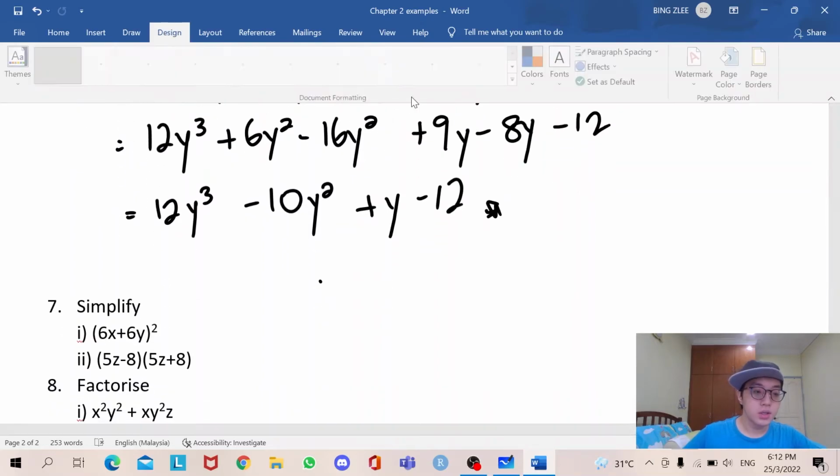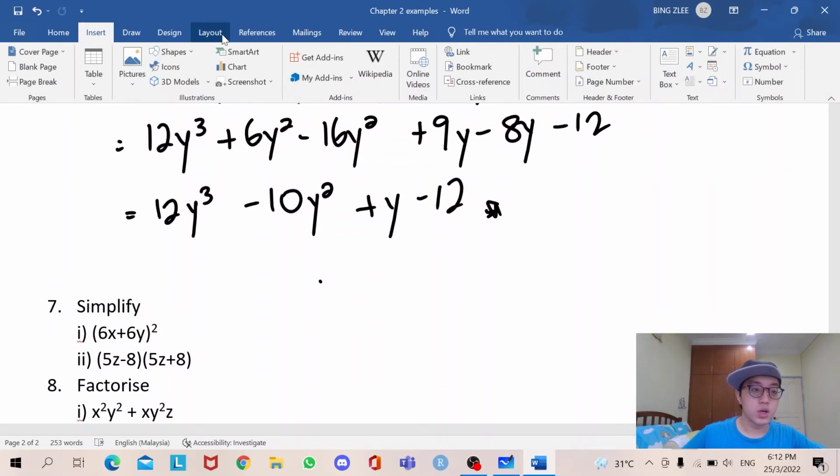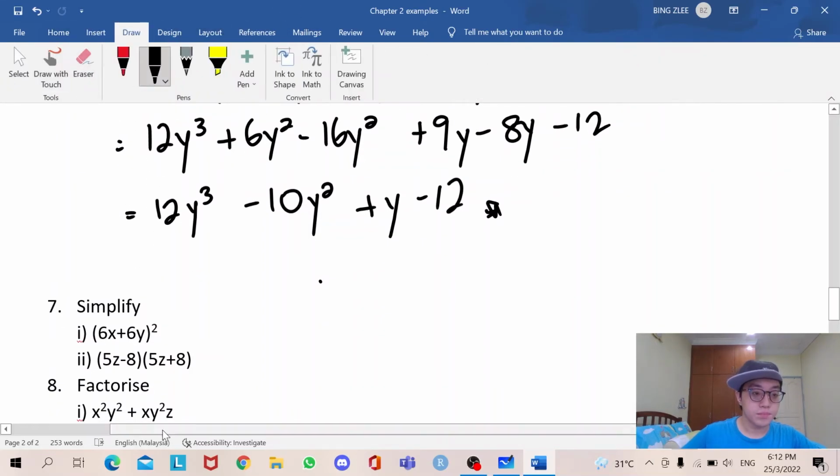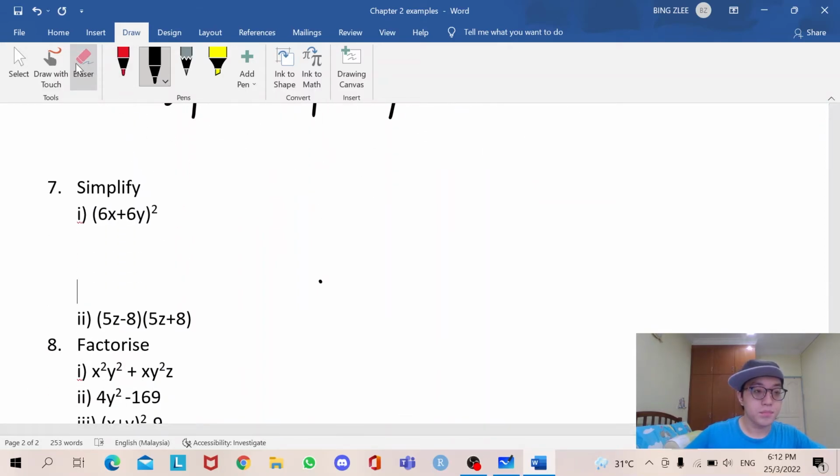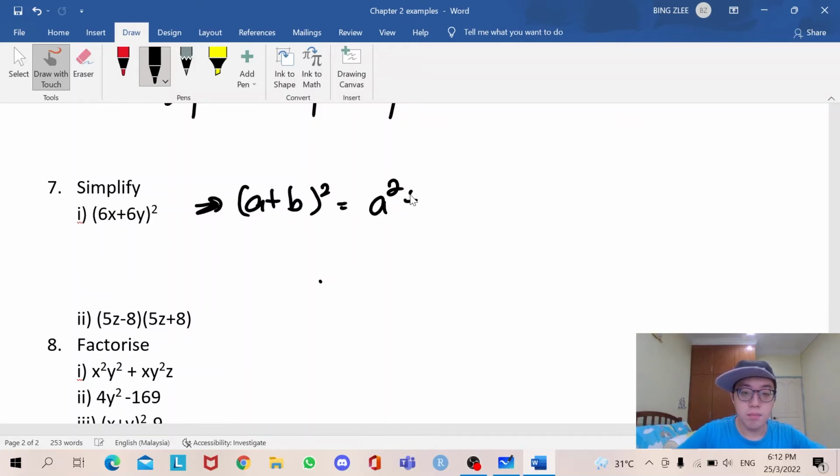So now we will go to question 7, which asks us to simplify. So simplify. How do we simplify this? As you can see, you can apply the formula (a plus b) squared is equals to a squared plus 2ab plus b squared.